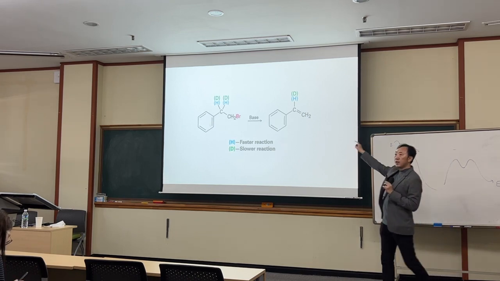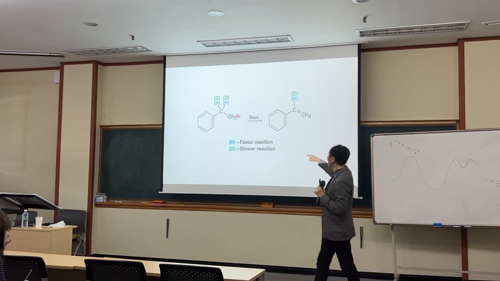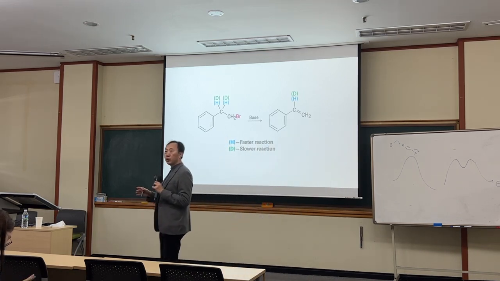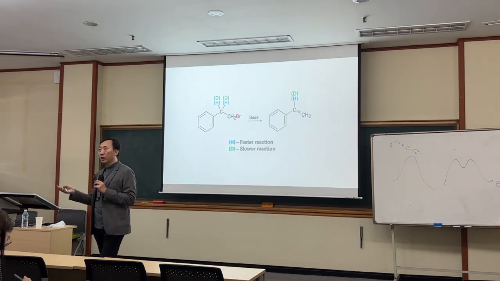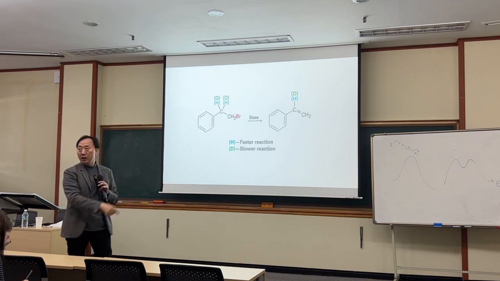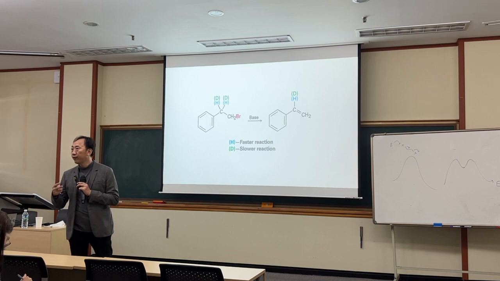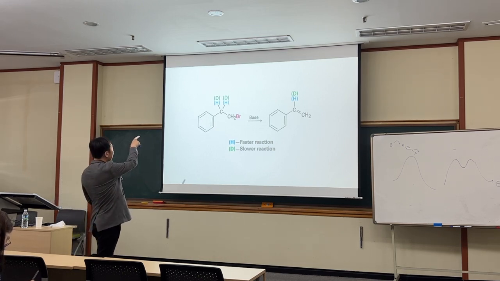So if this reaction has two possibilities, that's the secondary position. So it has a chance to react as E1 or E2. The product is anyway the elimination product. If it is E1, then the reaction speed for D and H.